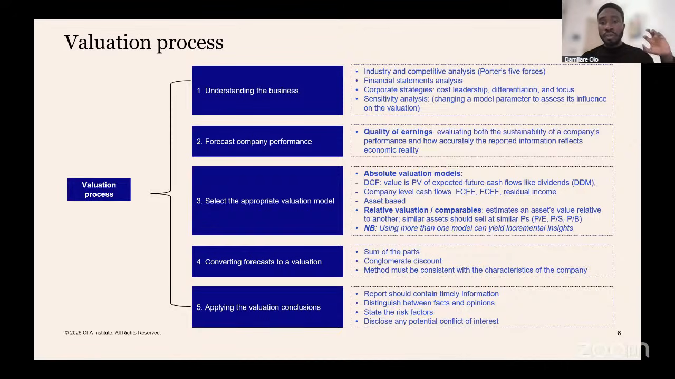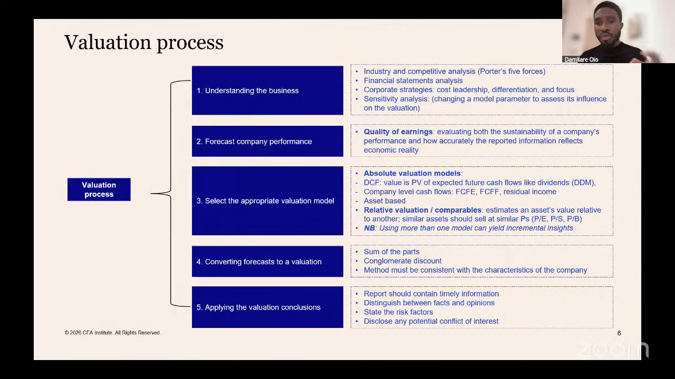Second in the process is forecasting the company's performance. Yes, you've done your historical financial statement analysis, then you need to look at, from that historical, how we can forecast performance. We know the historical, we know the strategy of the company. Maybe it is a cost leader, maybe it's a differentiator, or maybe it's focusing on a particular segment of the market. Based on all of these things that we understand about the business, we can then forecast the company's earnings into the future.